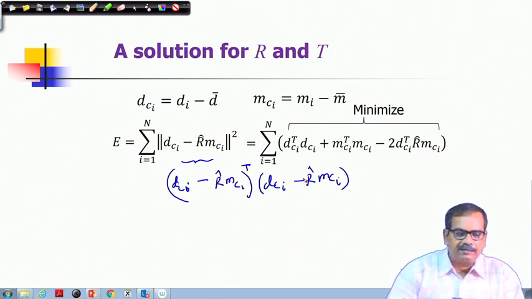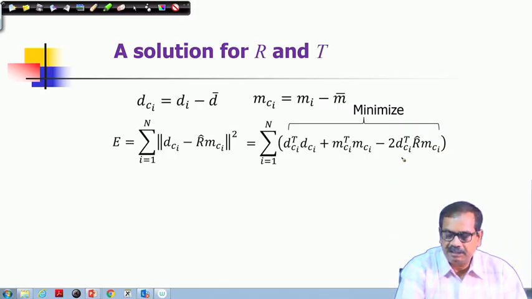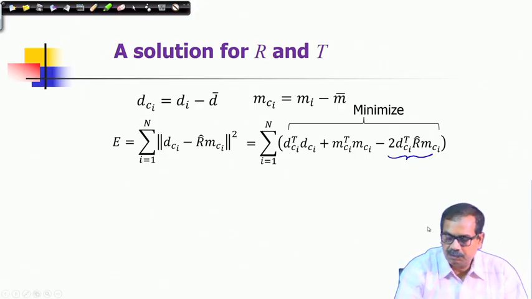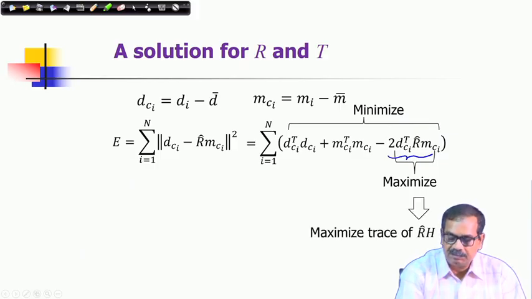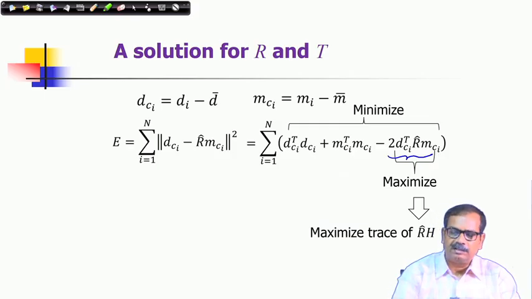So, you will find that finally, it reduces to the expression that has been shown here. You can see that if I want to minimize this, I need to maximize this particular part. So, we need to maximize this part, and there is a solution for that. We have to maximize trace of R tilde H. I am not going to discuss how we have derived these relationships, but this is the solution with the constrained optimization that I have mentioned here.